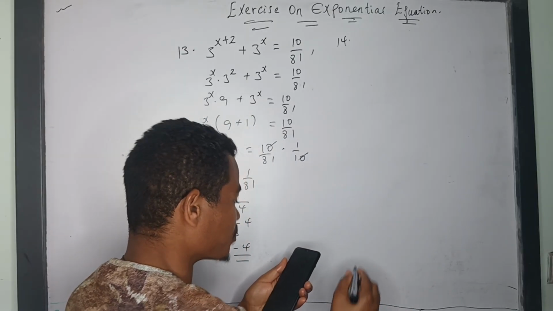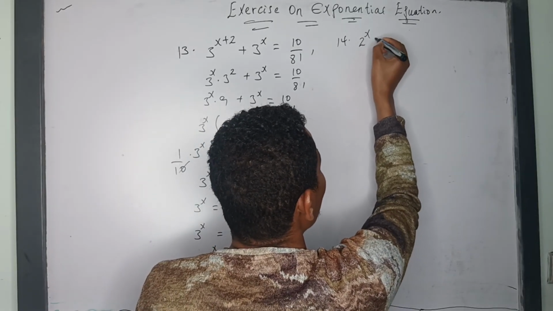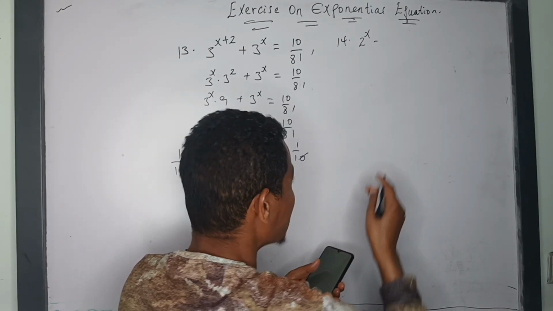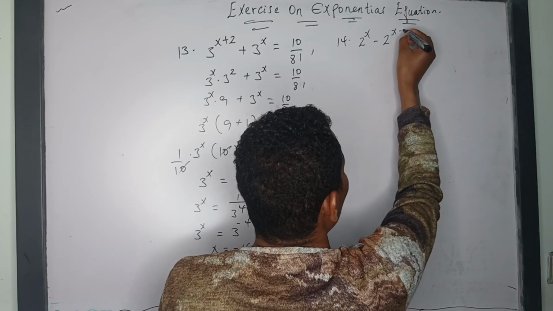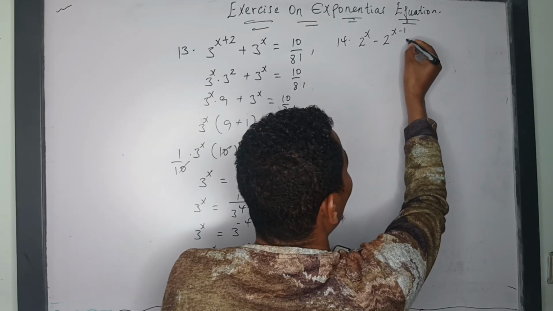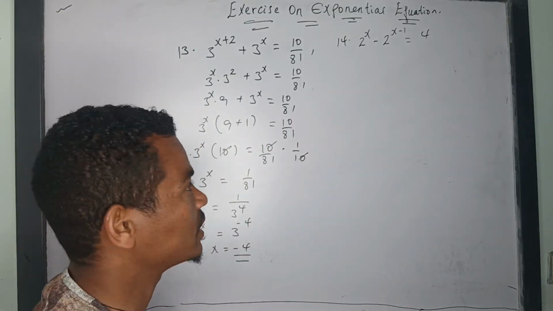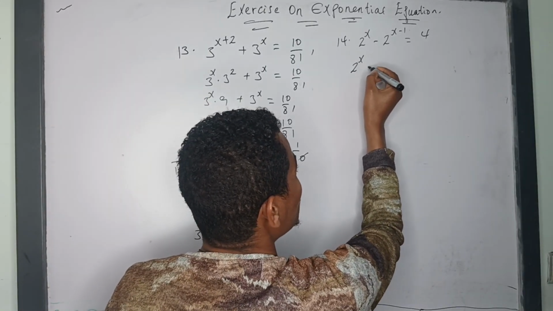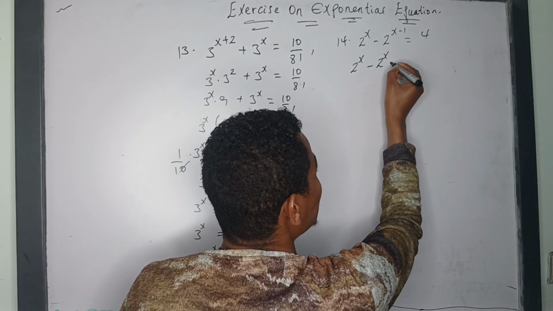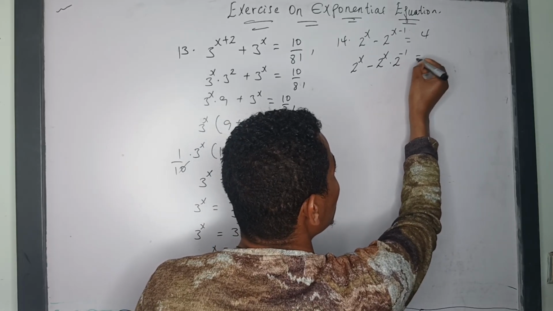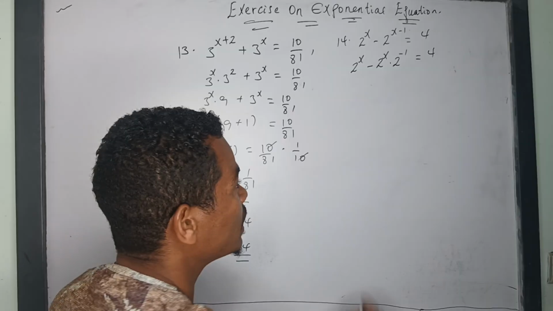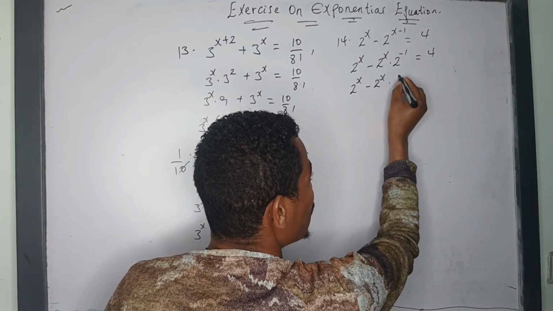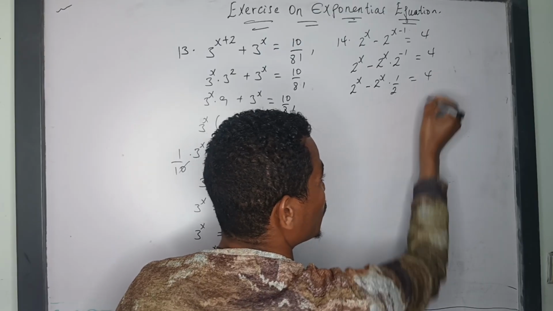Okay, question number 14. If 2 to the power of x minus 2 to the power of x minus 1 is equal to 4, then what's the value of x? Again, we apply the same technique. Okay, 2 to the power of x minus 2 to the power of x times 2 to the power of minus 1 is equal to 4. This is the same with 2 to the power of x minus 2 to the power of x times 1 over 2, which is 4.